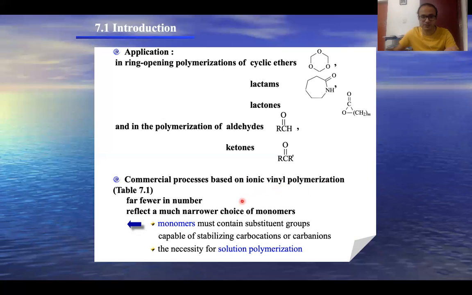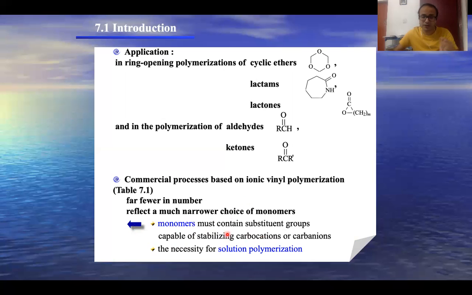Now further, as I just said, monomers must contain a substituent capable of stabilizing either a carbocation or the carbon anion, depending upon whether it's a cationic polymerization or an anionic polymerization.